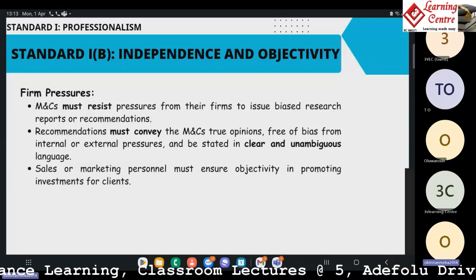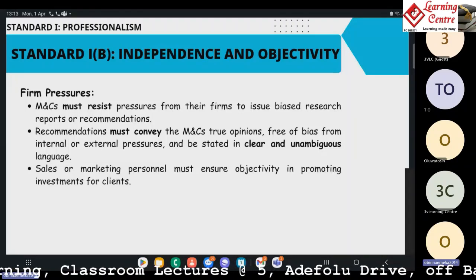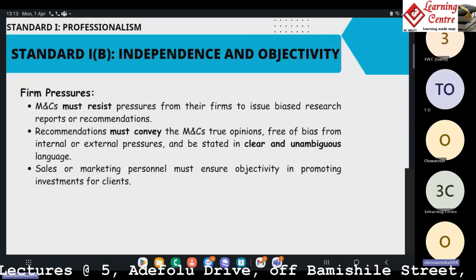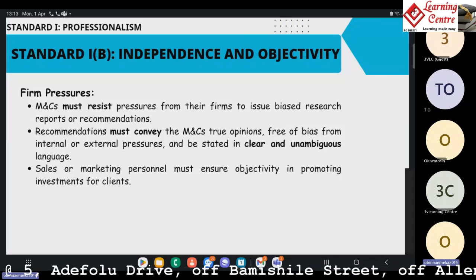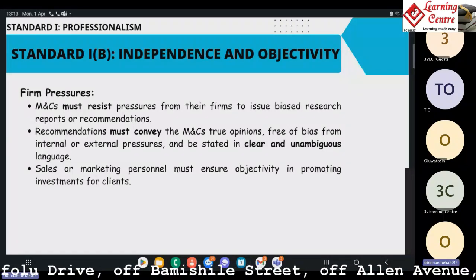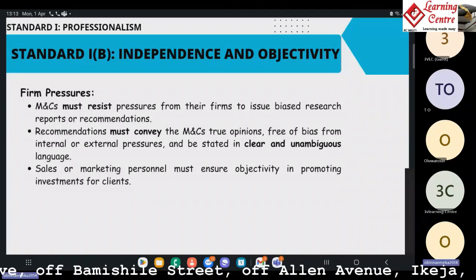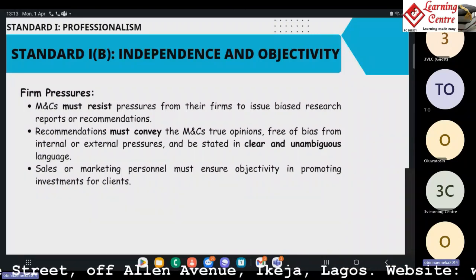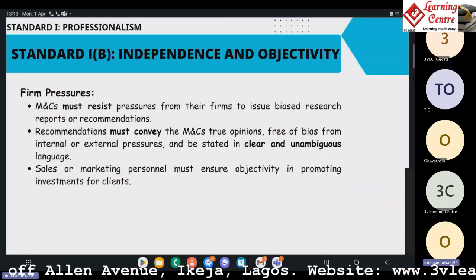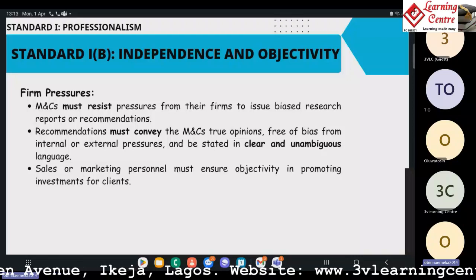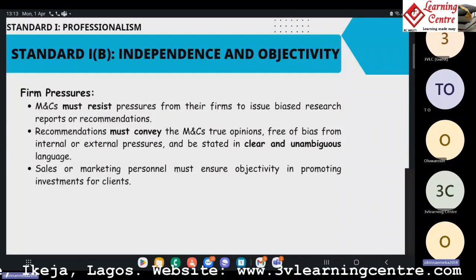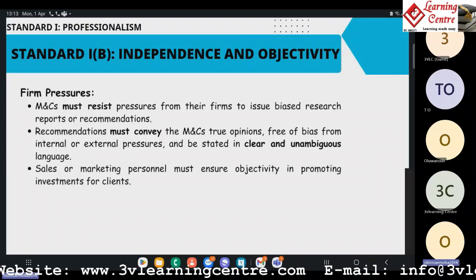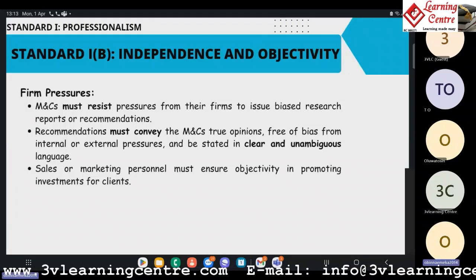So this standard says that if you're a CFA member, charter holder, or candidate, you should resist any pressure from your firm to issue a biased report. Whichever report you issue, you must make sure it conveys your true opinion and is free of bias from both internal and external pressure. Internal is your senior colleagues in the office; external might be another company you are working with. So give only true opinions that are free from bias, stated in clear and unambiguous language.